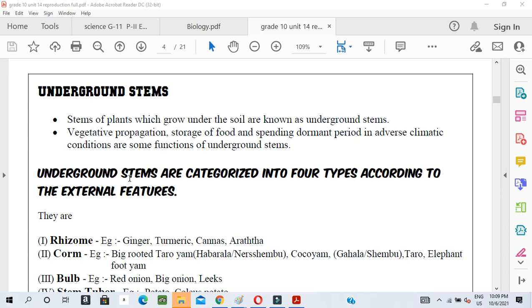Underground stems. Why do we call them underground stems? Basically, a stem will not stay under the soil. Stem means it will stay above the soil. But these stems have naturally evolved to live under the soil. That's why they are called underground stems.